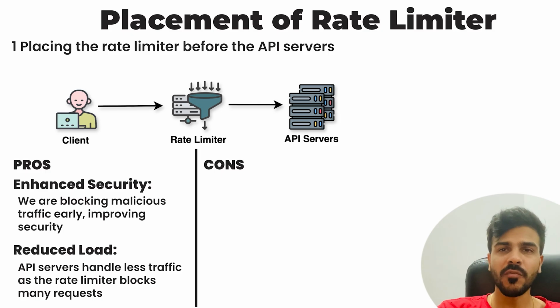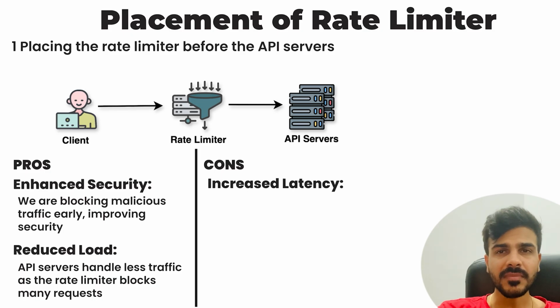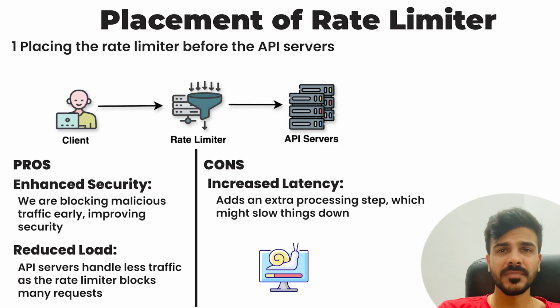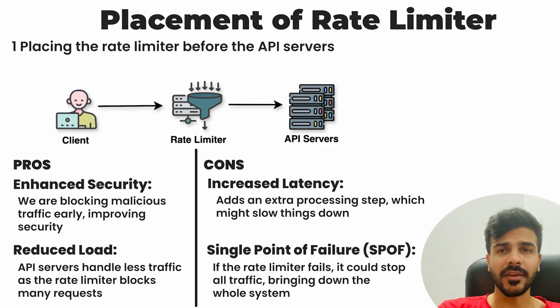Now the primary con would be increased latency. When we are placing the rate limiter before the API servers, we are effectively adding an additional processing step in our overall design. This means that we need more time for each request to be handled, potentially slowing things down. The second con would be a single point of failure. Since all the traffic would pass through the rate limiter, if the rate limiter goes down, no traffic can reach the servers, which could bring the whole system to a halt.